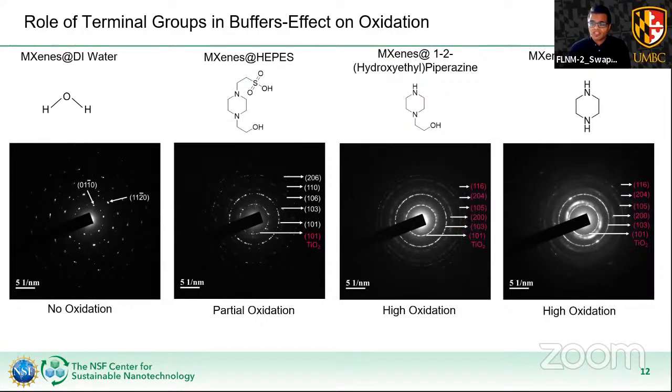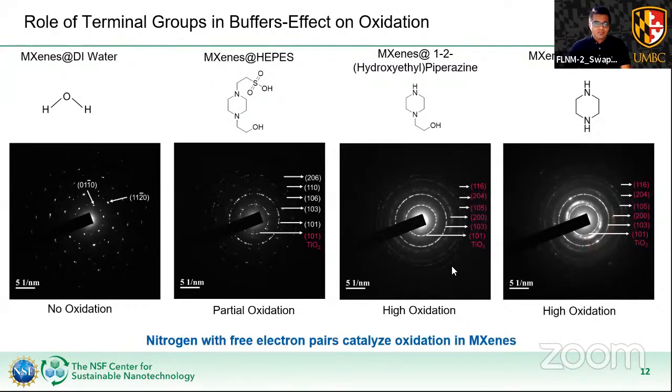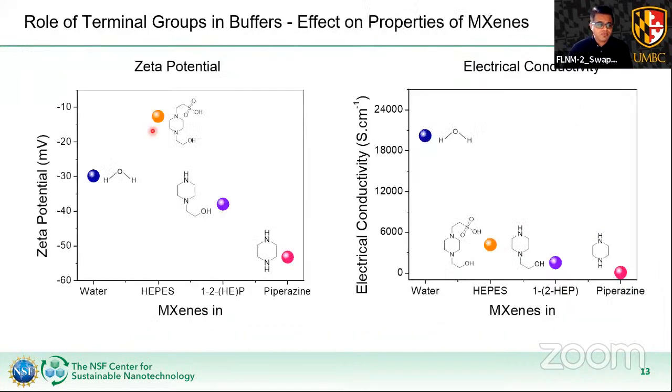And when we don't have any of these two groups present here, there's aggregation as well as very high oxidation. So this is the zeta potential of maxines in water, HEPES, and all these molecules with different terminal groups and not having these terminal groups. And we see these differences because this tells us maxines interact differently in different media here.